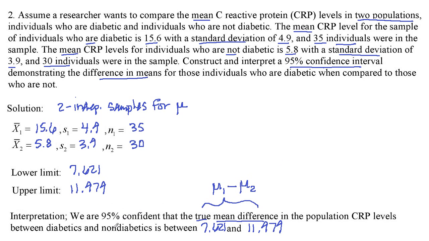And again, what that means is if we took repeated pairs of samples from diabetics and non-diabetics, then 95% of those pairs would generate a confidence interval here for the difference of means that contained the actual population mean. So that's almost like saying there's a 95% chance that the true difference in means is in between these two numbers. It's almost the same thing.